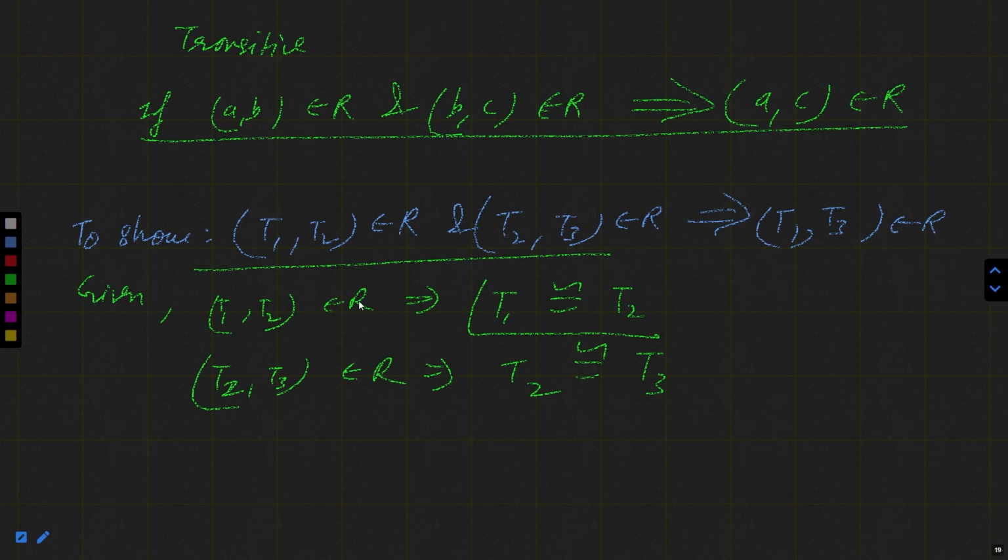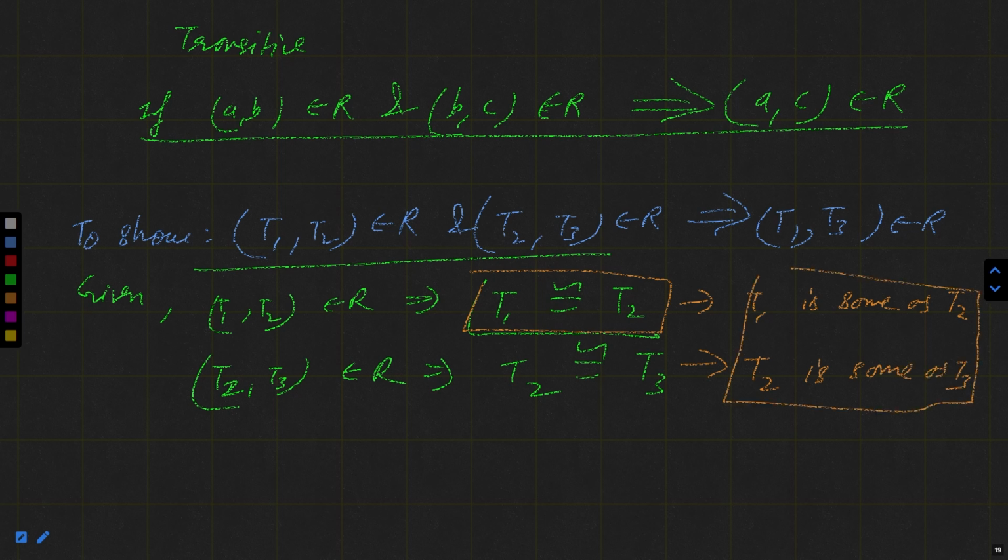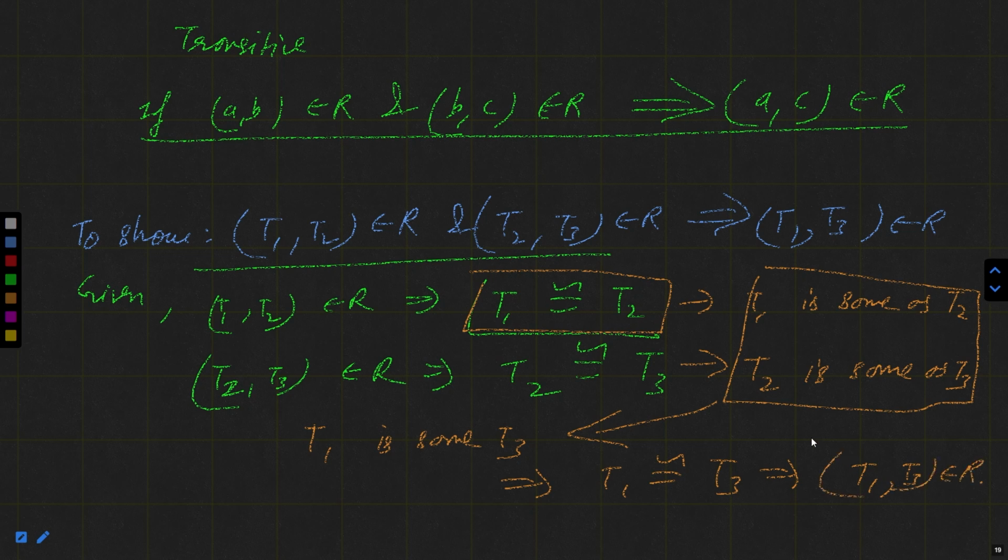So this means that T1 is the same as T2, and T2 is the same as T3. From both of these statements we can say T1 is the same as T3. This means T1 is congruent to T3, which means (T1, T3) belongs to the relation R. So it is transitive also.